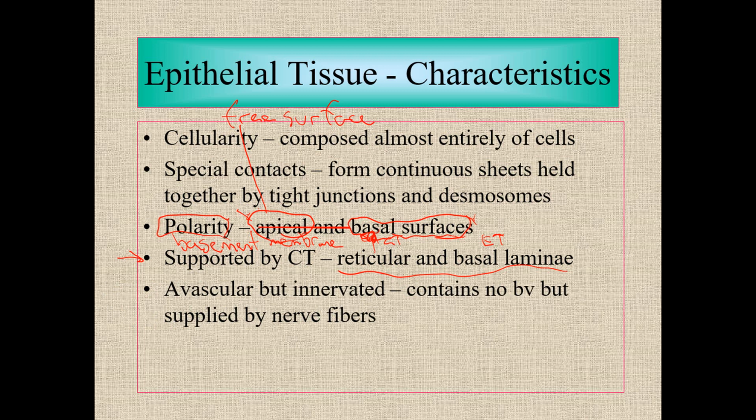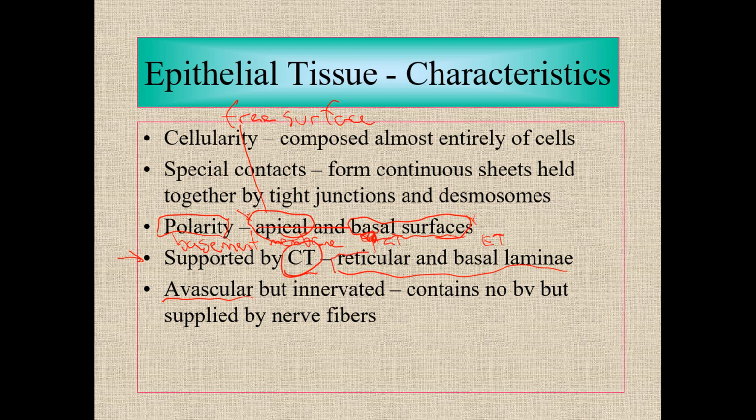Avascular but innervated. Avascular means that there's no blood vessels. Vascular means it has a blood supply. Avascular means it does not have a blood supply. So then how does epithelial tissue get the nutrients and oxygen it needs that is found in blood? From the connective tissue, right?